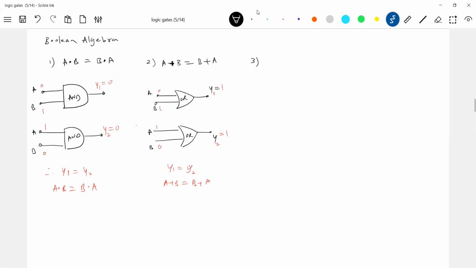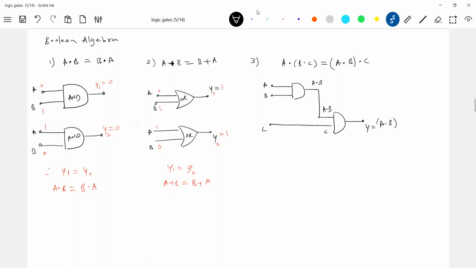Then next we have the output of this will become the input for the next gate. This is a Y. Tell me what is the output here? A dot B. This will become A dot B here, and this is C, no? And so what will we get? A dot B dot C.